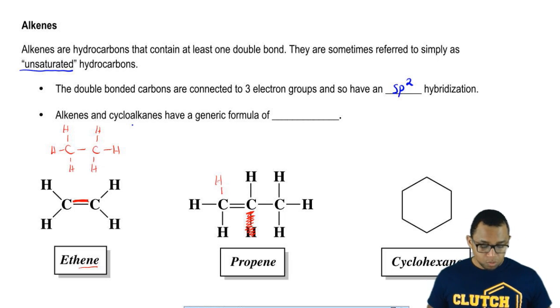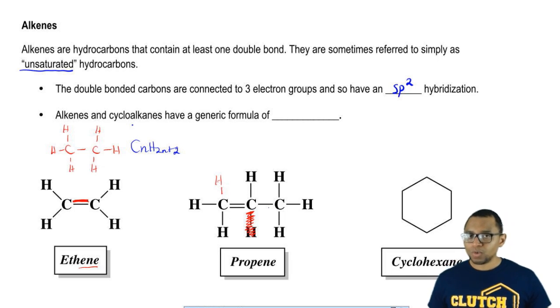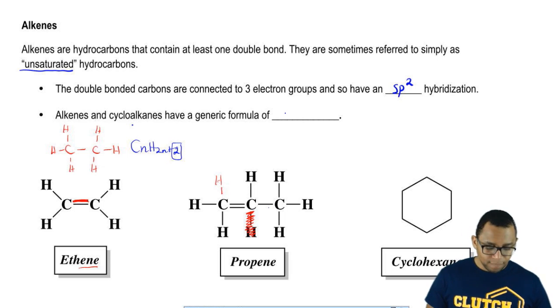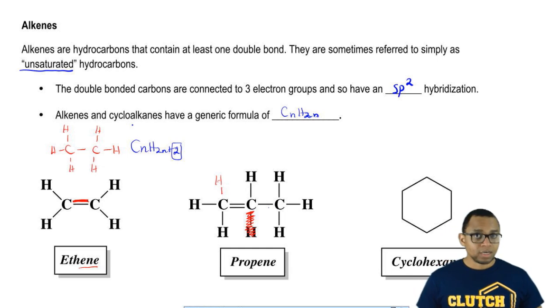So let's think about this. We're going to say here that the formula for an alkane is CnH2n+2. But when we put down a double bond, we lose 2 hydrogens. So what would the formula of an alkene be? Well, we lose 2 H's, so that +2 wouldn't be there anymore. So the generic formula for an alkene with only 1 double bond would be CnH2n. So again, this is the generic formula for an alkene with only 1 double bond.